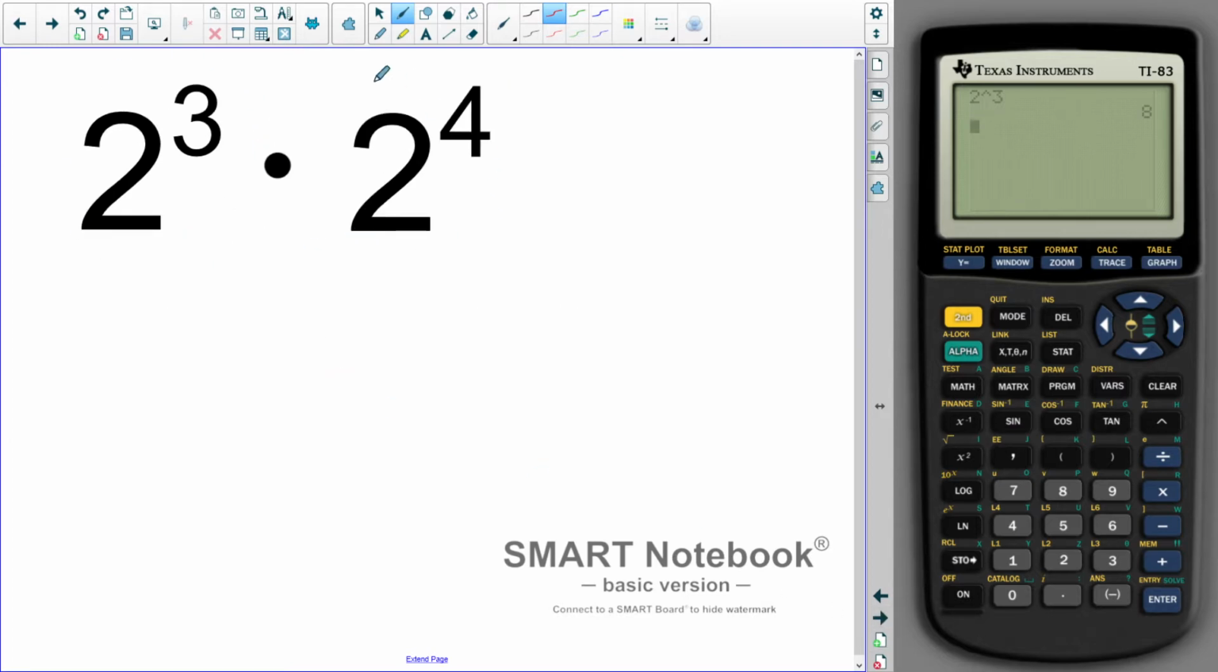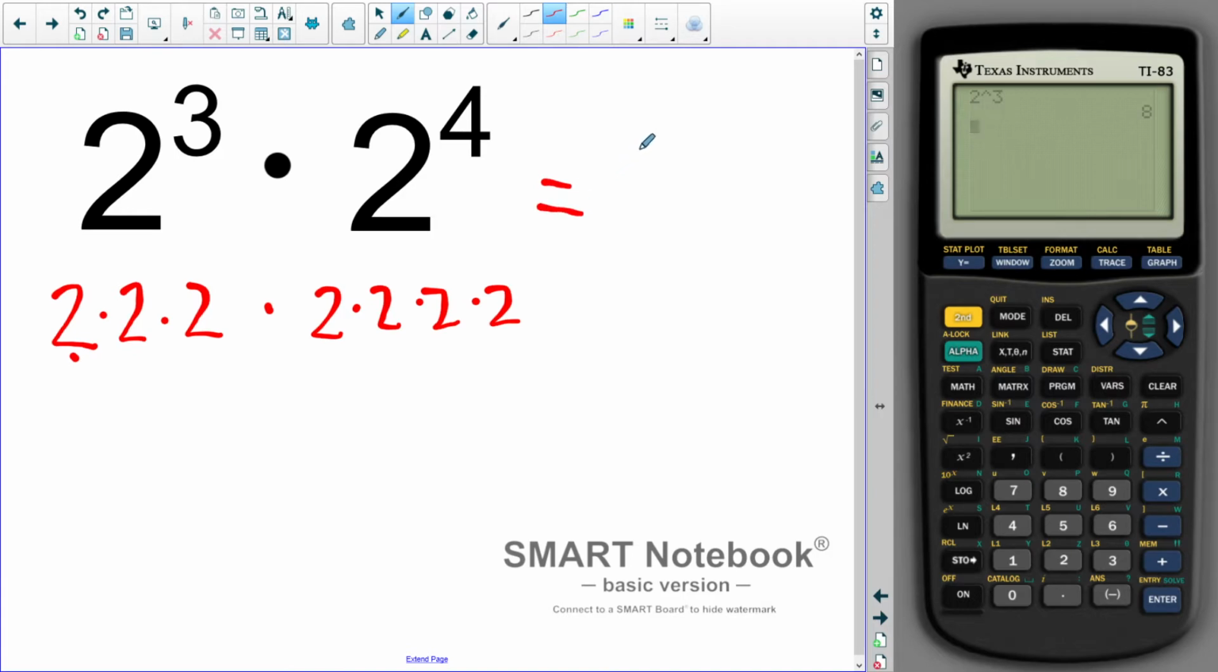Now, when we have larger ones and we're multiplying together some expressions, with numbers that are a base raised to a power, what does this mean? This means 2 times 2 times 2, that's this term, times 2 times 2 times 2 times 2. So look at this: we're multiplying 2 together 7 times. So this is 2 times 2 times 2 times 2 times 2 times 2 times 2. It'll be 2 to the 7th power.